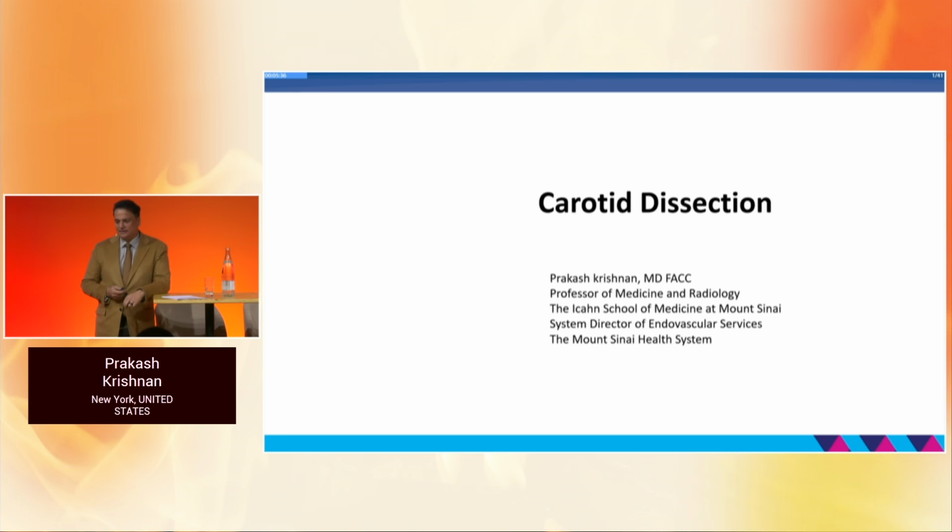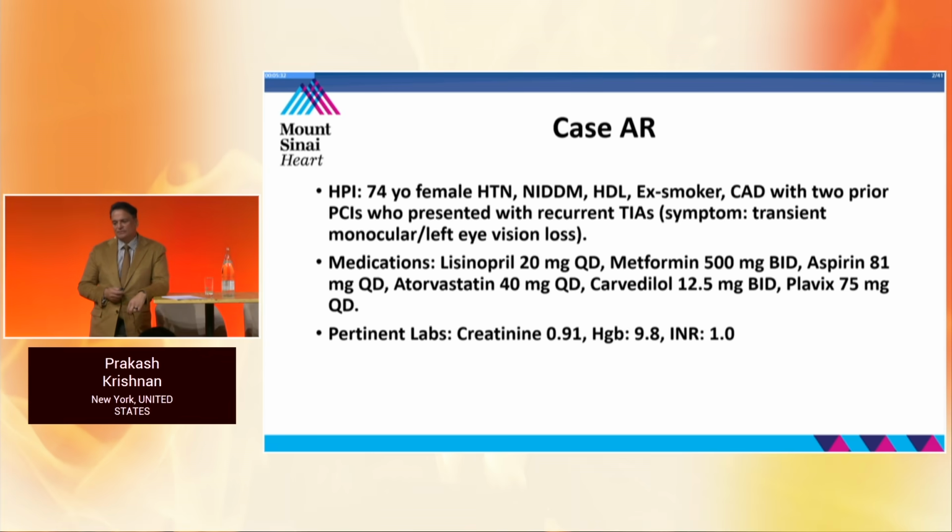So this is a case that was very complex, and I think there are a lot of learning points that we can all discuss. A 74-year-old female with hypertension, non-insulin-dependent diabetes, hyperlipidemia, ex-smoker who had multiple PCIs at our lab, who presented with recurrent TIA symptoms and a monocular vision loss in her left eye.